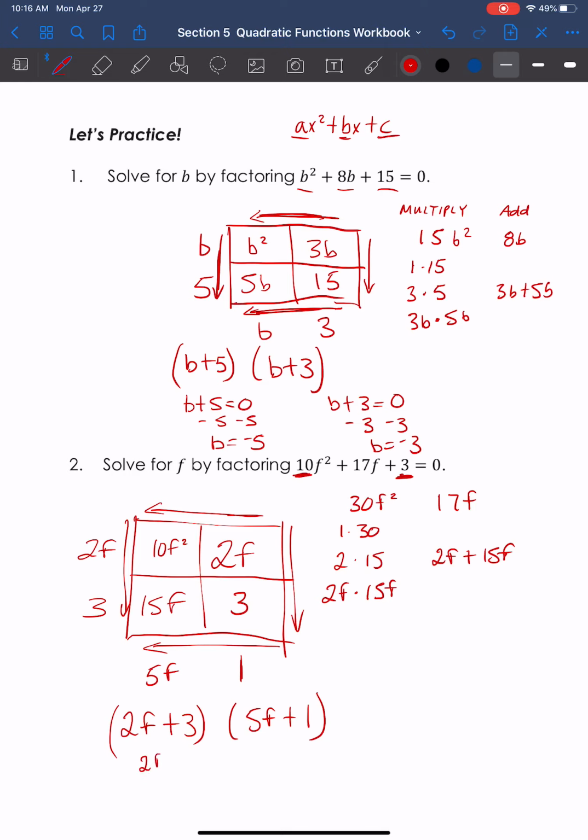So 2f plus 3 equals 0. We'll subtract 3 and then divide by 2 to get f by itself, so f equals negative 3 halves. Do the same thing for the other one: 5f plus 1 equals 0. Subtract 1 from both sides and then divide by 5 to get f by itself. f equals negative 1/5. That is how we factor using the area model.